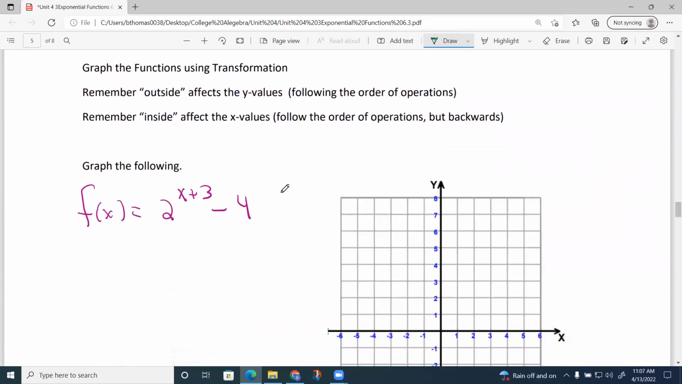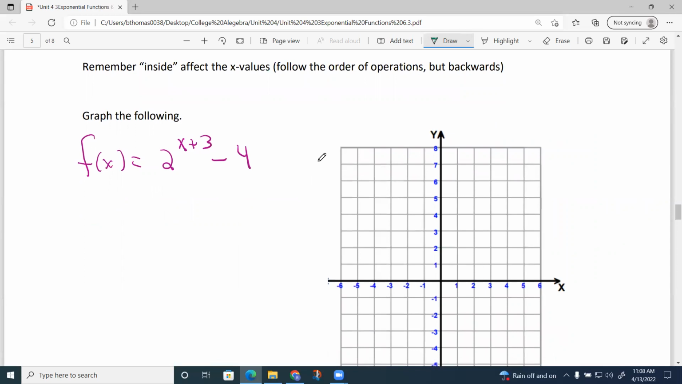So we're going to graph functions, and we're going to use these transformations. Now remember, outside affects the y values, and you just follow the order of operations. And the inside affects the x values. So follow the order of operations, but you have to do all that thinking backwards.